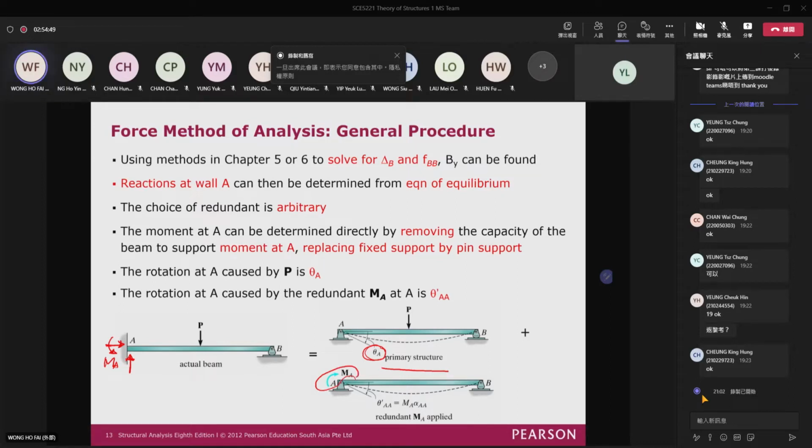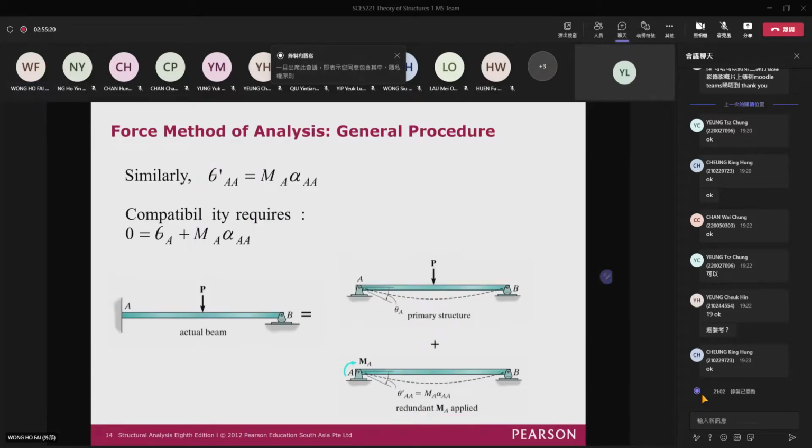If the moment is equal to 1, then the rotation, we call that alpha AA, times the magnitude of the moment MA. So theta dash AA will be the final rotation. Then you can see it is a fixed end here, so the overall rotation should be equal to 0. So theta A plus theta dash AA must be equal to 0, that is, theta A plus MA alpha AA must be equal to 0.